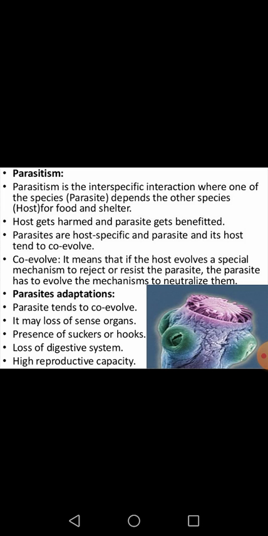Okay, now what are parasitic adaptations? I am telling you that parasites can co-evolve. Second, they may lose sense organs. The presence of suckers and hooks are also modifications or adaptations of the parasites.